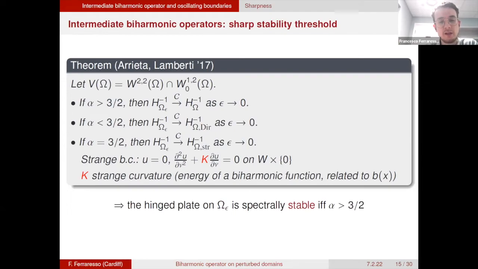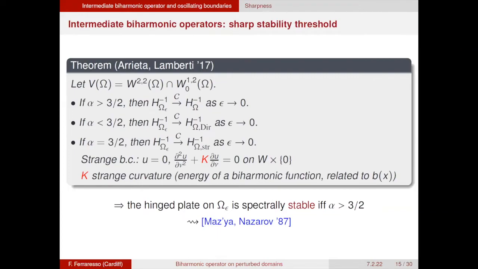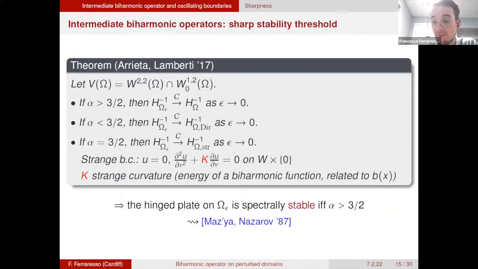So in particular, this is telling you that the hinge plate on omega epsilon is spectrally stable if and only if alpha is strictly greater than 3/2. And this is somehow complementing a known result from Mazia and Nazarov in '87, where they proved that in the case of the Babushka paradox, if you consider instead of regular polygons, indented polygons, then they also have a sort of ratio between some measures of this indentation, and that ratio happens to be 2/3, so really the reciprocal of this number. And indeed, these two results are deeply related.